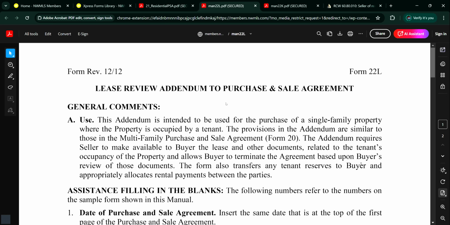The addendum requires seller to make available to buyer the lease and all documents related to the tenant's occupancy of the property and allows buyer to terminate the agreement based upon buyer's review of those documents. The form also transfers any tenant's reserves to buyer and appropriately allocates rental payments between the parties.